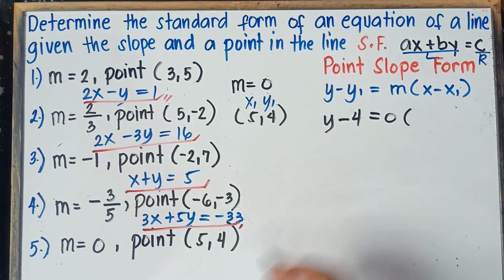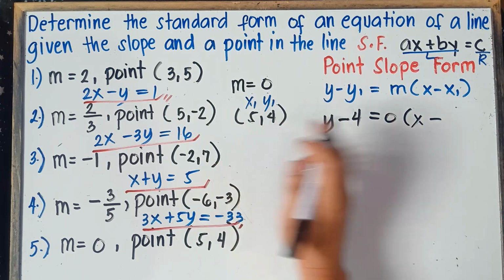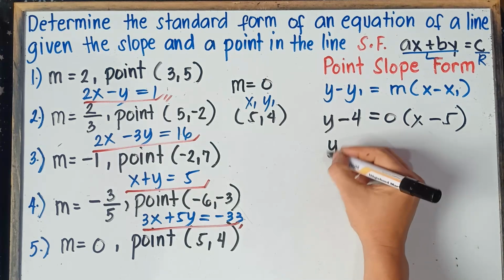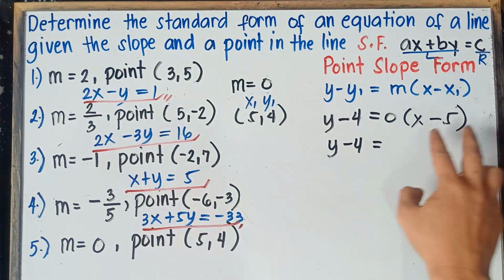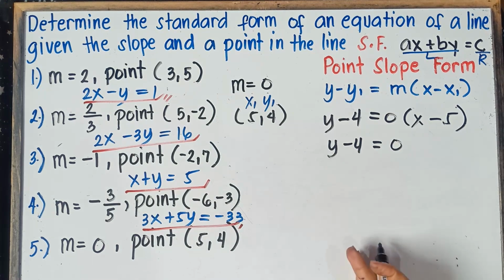And then copy, open parenthesis, copy x, copy minus sign. The value of x sub 1, that would be 5. And then close parenthesis. So copy y, copy minus 4 equals, now 0 times this expression. What's the answer class? That's correct, that would be 0. Once again class, any number, any variable, any expression multiplied by 0, the answer class, it's always 0.